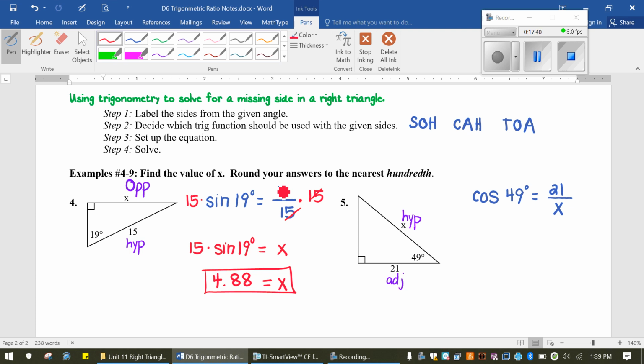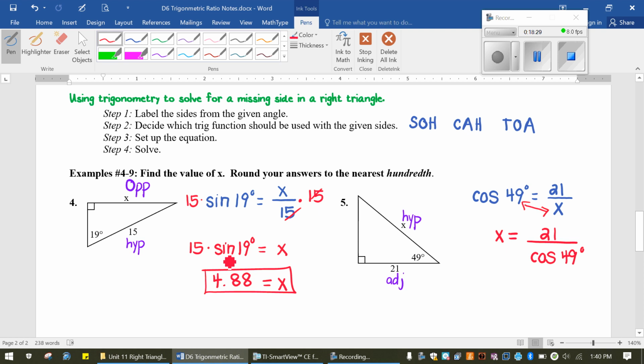It's easier when your variable is in the numerator than in number 5, when the variable is in the denominator. For number 5, you need to get this x out of the denominator. Typically we would multiply both sides by x, but then you've got x as a multiplier with the cosine of 49, and you'd need to divide by that. So a shortcut when your variable is in the denominator is we could just switch these. So x will be 21 divided by the cosine of 49 degrees. That will happen anytime we've got our variable in the denominator. We're going to end up dividing by our trig function instead of multiplying like number 4.